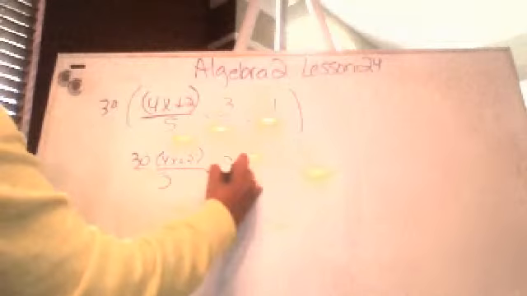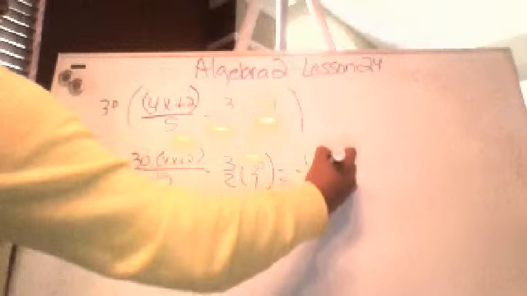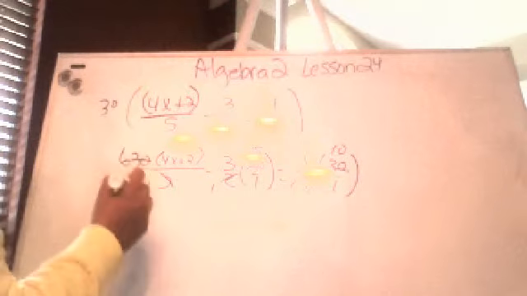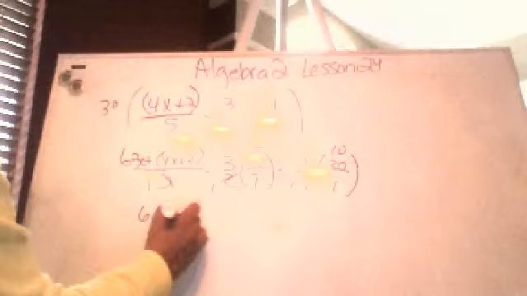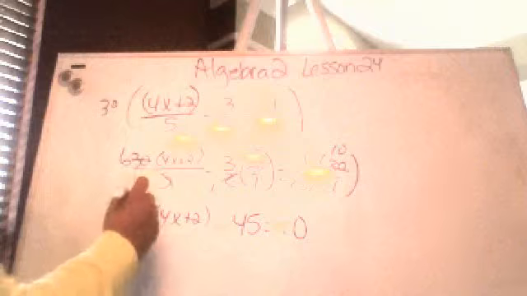So I'm going to get 30 times (4x plus 2)/5 minus 3/2 times 30 equals 1/3 times 30. Well, this cancels to 10. This cancels to 15. This cancels to 6. So you have 6 times (4x plus 2). Remember, these are all protected inside this parentheses. Minus 45 equals 10.